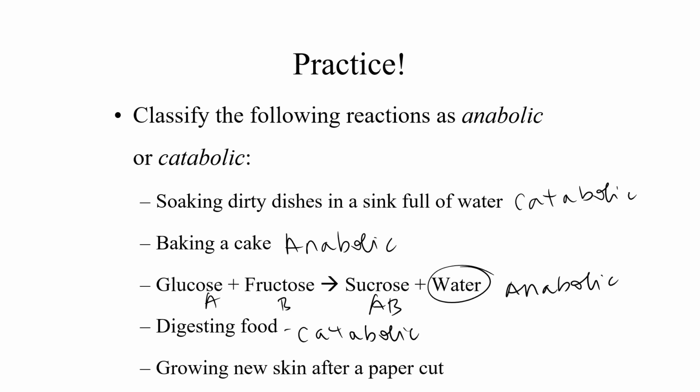And then finally, growing something or building something is best classified as an anabolic or a building reaction. I hope these examples help clarify for you some of the differences between anabolism and catabolism. If you have any questions about these, please reach out to me.